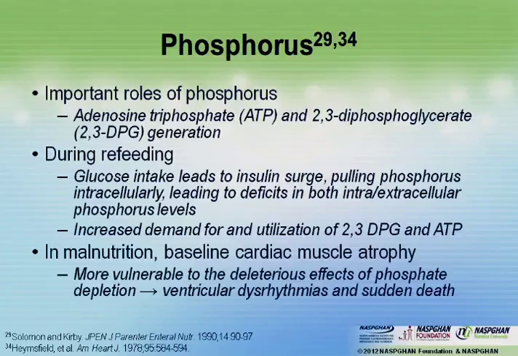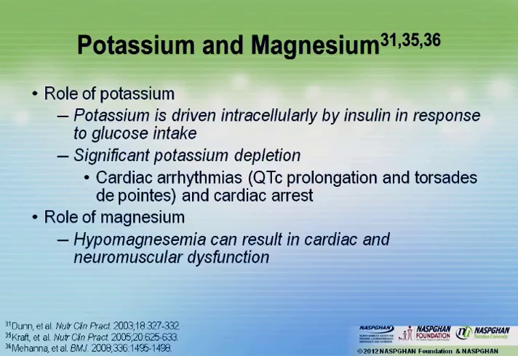When I spoke earlier, many of these children who are significantly malnourished also have cardiac muscle atrophy, and they're highly prone to developing ventricular dysrhythmias and sudden death. So that's something to remember. Potassium sort of follows the same route as phosphate and is driven intracellularly by insulin. And if you get hypokalemic, you're again going to have cardiac arrhythmias and cardiac arrest. Magnesium is important both for the heart and for your brain, so hypomagnesemia leads to problems in both of those areas.